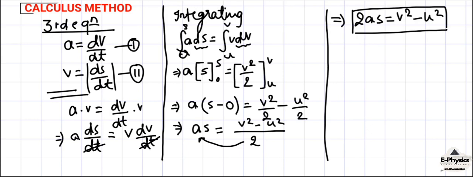So now the video of equation of motion completes over here. In the first video, we have discussed the equations of motion from the algebraic method. In the second video, we have discussed it through the graphical method, and here we have discussed it through the calculus method. So the calculus method is important from the class 11th point.